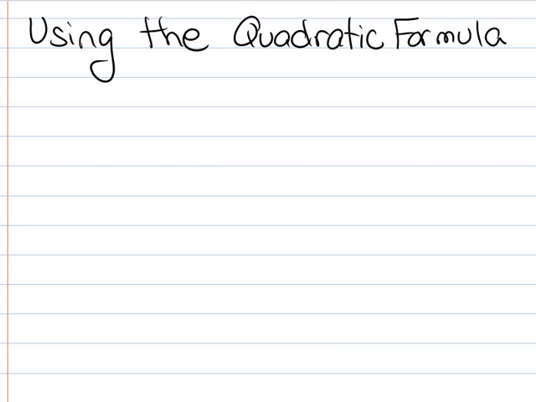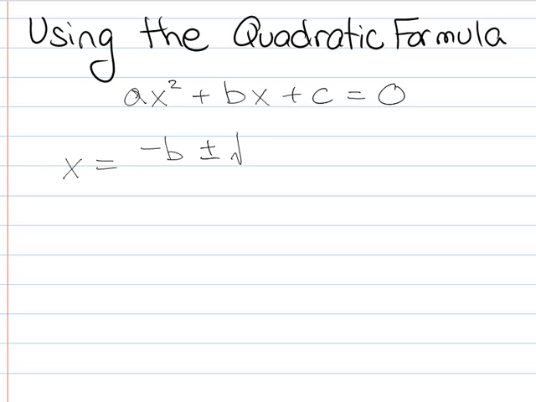In a previous video, we talked about how we could take any generic quadratic equation, ax squared plus bx plus c equals 0, and get a solution of x is equal to negative b plus or minus the square root of b squared minus 4ac all over 2a, like that. Okay? So I just want to walk you through how to solve problems using the quadratic formula.